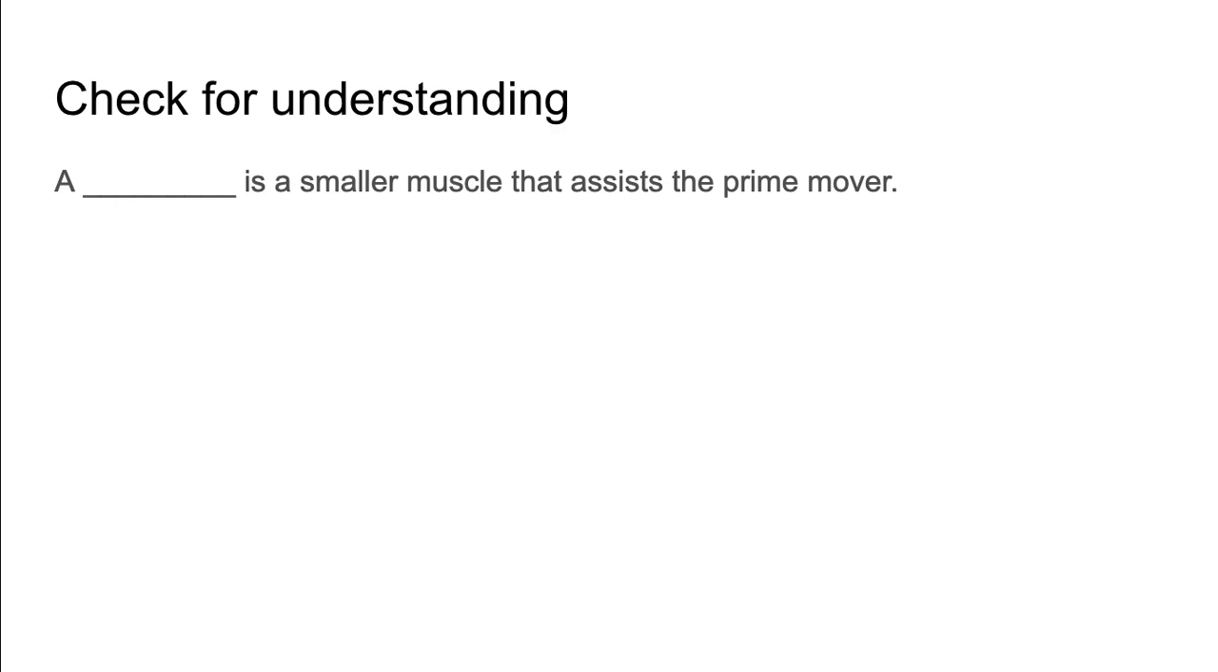Next question, a blank is a smaller muscle that assists the prime mover. Okay, so take a minute, write down what you think the correct answer is, and discuss with a partner, someone who's watching with you online or in person. Okay, let's see what the answer is. It is a synergist. It's a smaller muscle that assists the prime mover.